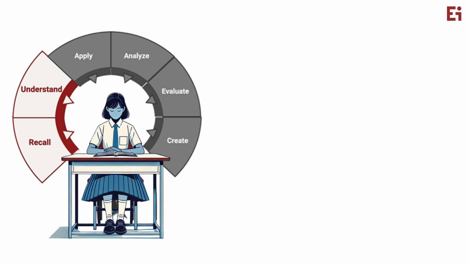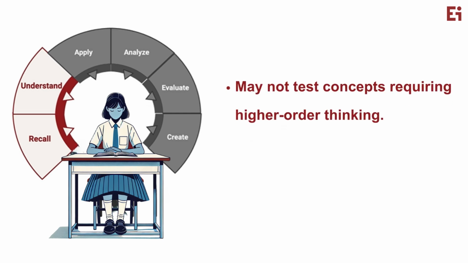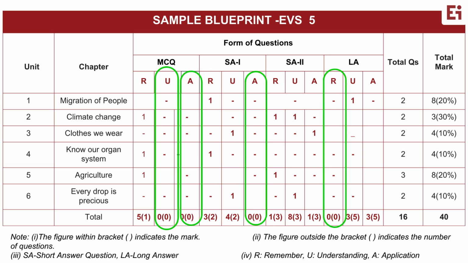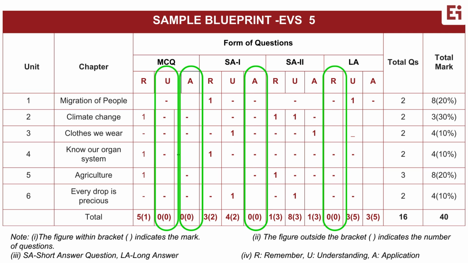If most of the items are written at a remember and understanding level, they will not test concepts requiring higher order thinking. If the learning objective is to test higher order thinking skills, this test will not then fully measure what we intend to measure. For example, in this blueprint, no MCQs and short answer test items measure the ability of understanding and application, and no long answer question tests for remembering. Therefore, the test paper would be unbalanced.